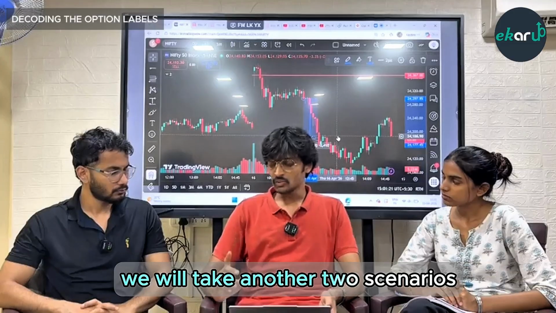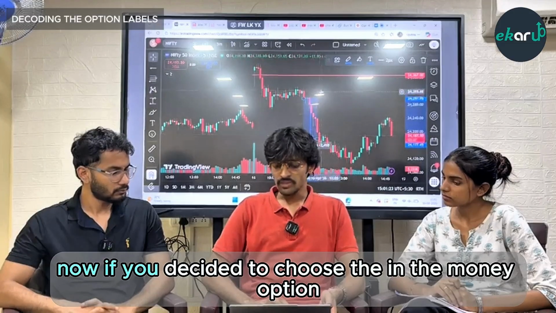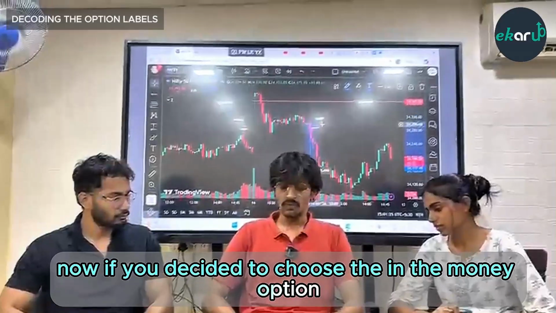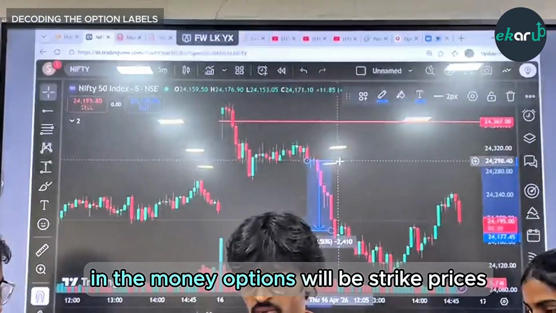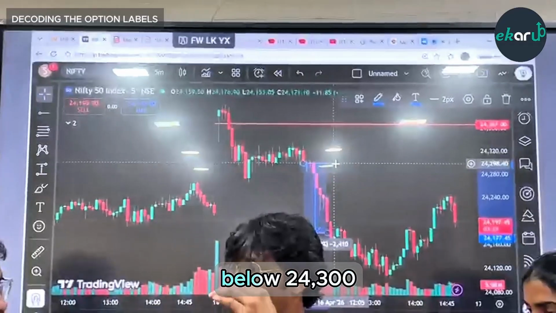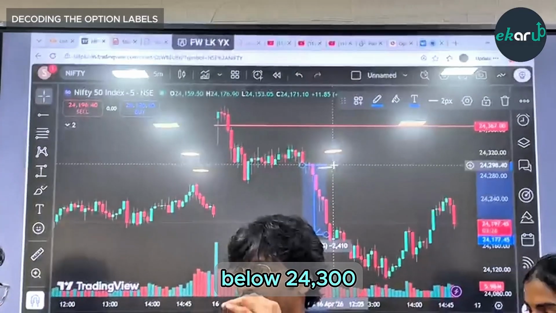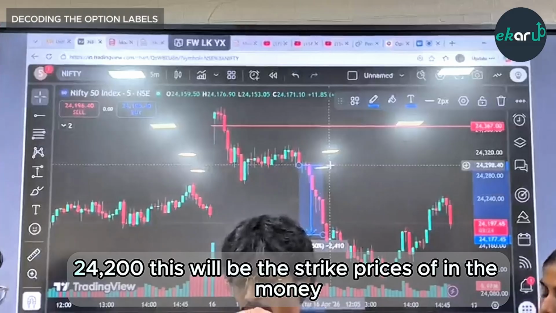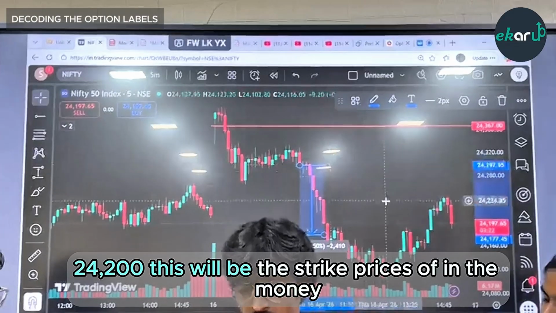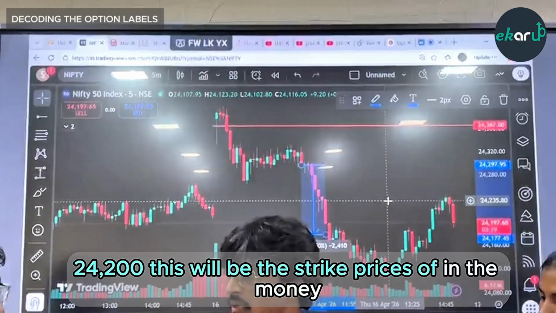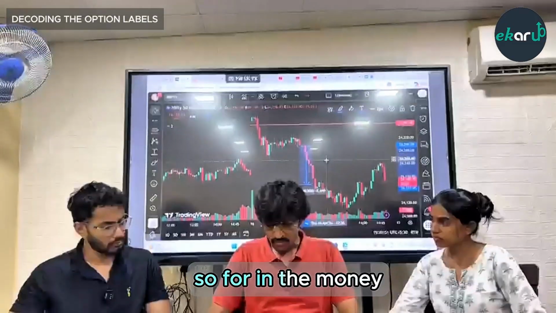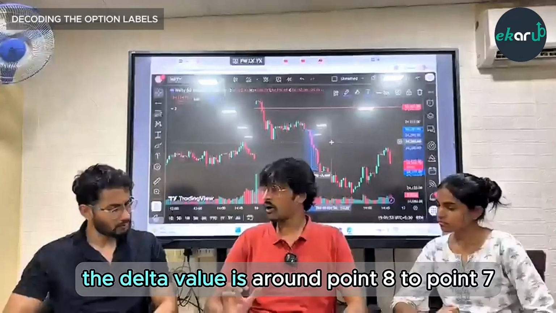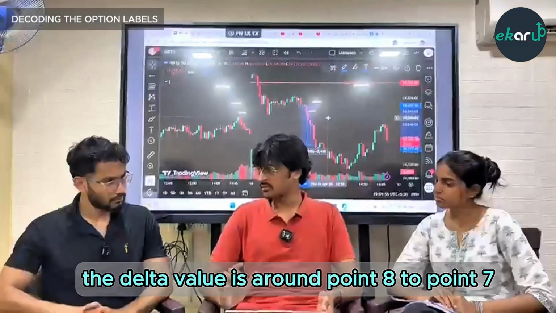We will take another two scenarios. Now if you decided to choose the in the money option for this trade, in the money options will be strike prices below 24,300: 24,250, 24,200. These will be the in the money strike prices. For in the money options, the delta value is around 0.8 to 0.7.